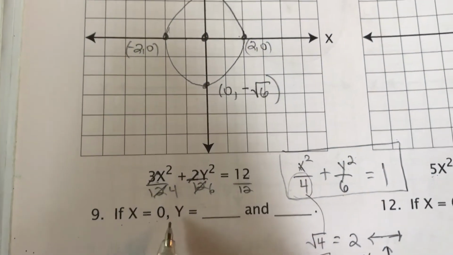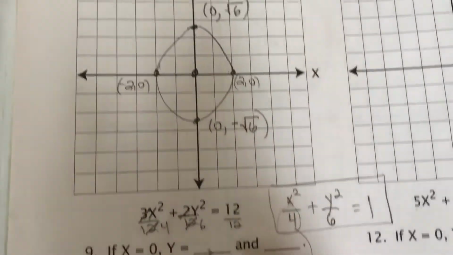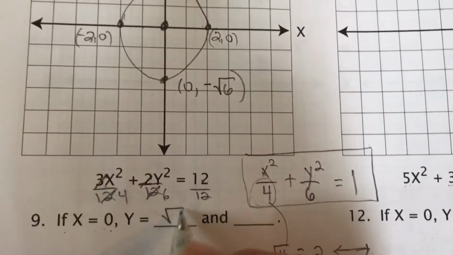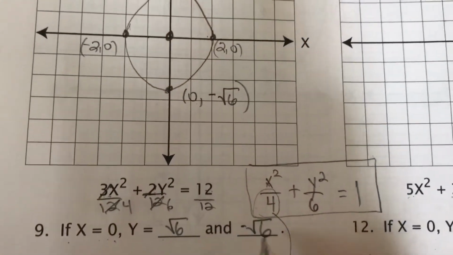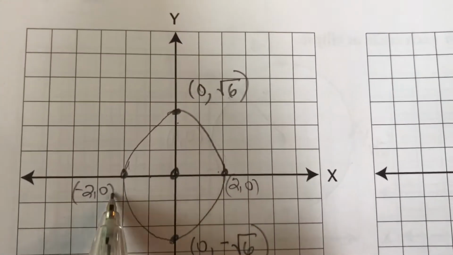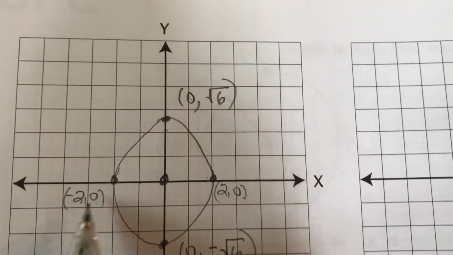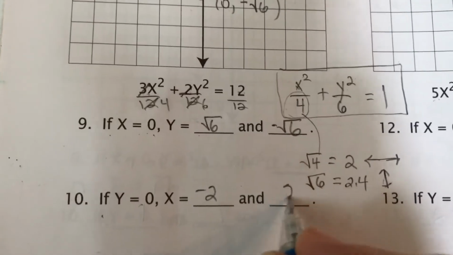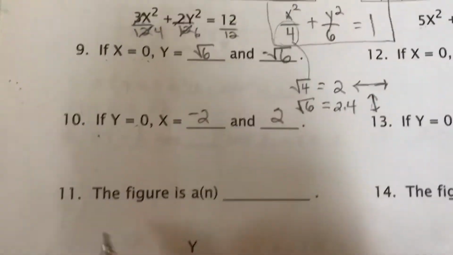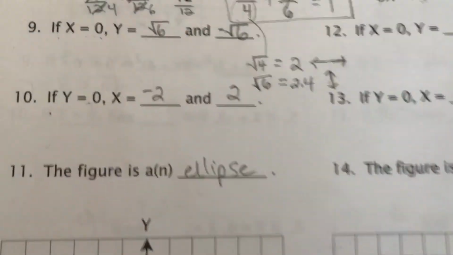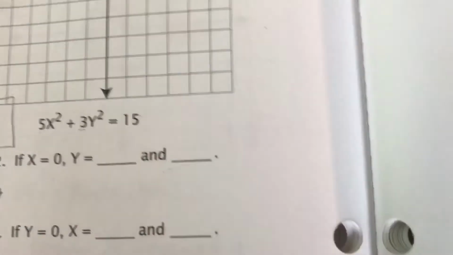So if x equals 0, then what does y equal? Look, here's when x values are 0. Notice my y value is either the square root of 6 or negative the square root of 6. Okay? What happens if my y value is 0? Notice here my y values are 0, so my x value is either 2 or negative 2. Okay, so there's my answer. This figure is an ellipse. Okay, all right, let's try another one.